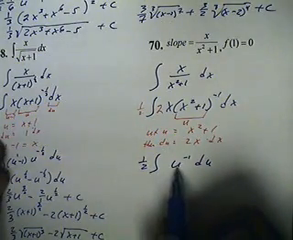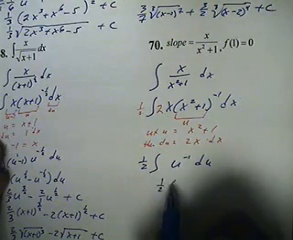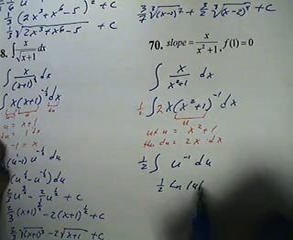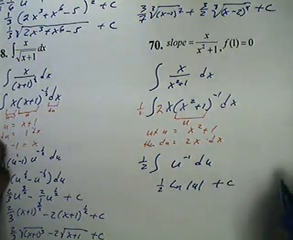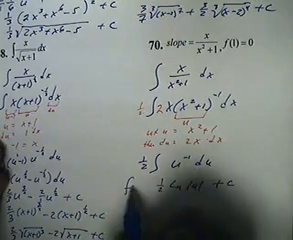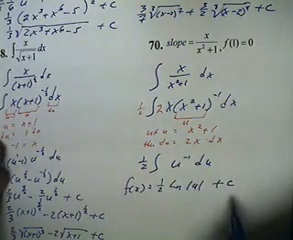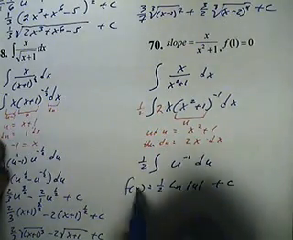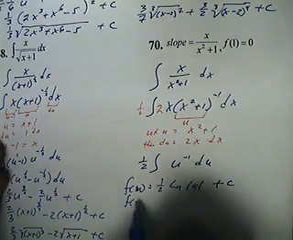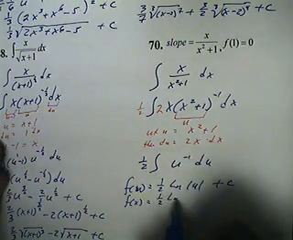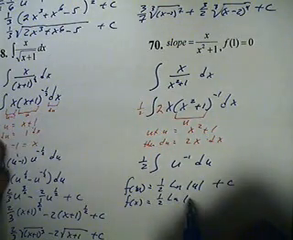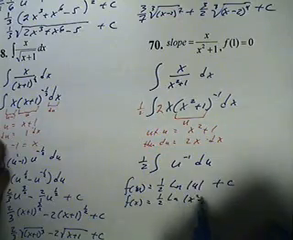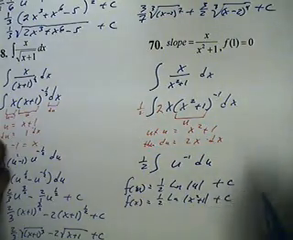The antiderivative of u to the negative 1 is the natural log of the absolute value of u, then plus c. So this is the family of functions here. I'm going to go ahead and put the x squared plus 1 in there, because that's the function of u actually. So function of x is 1/2 natural log of x squared plus 1 plus c.